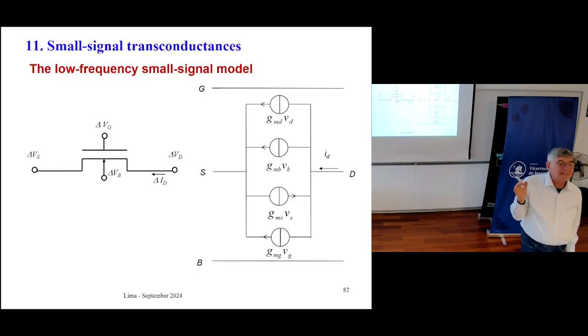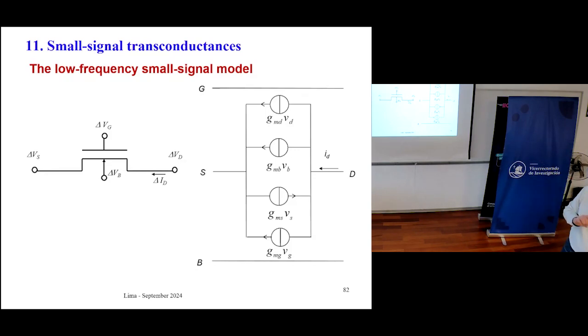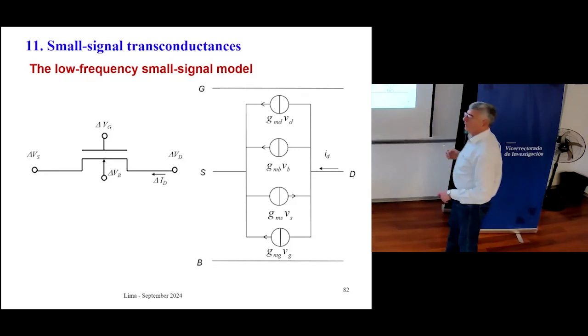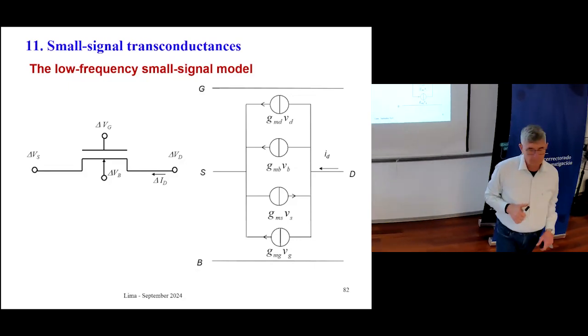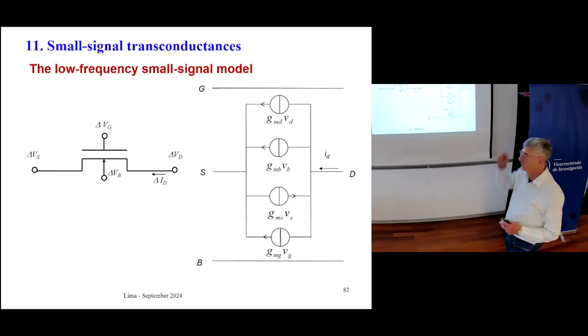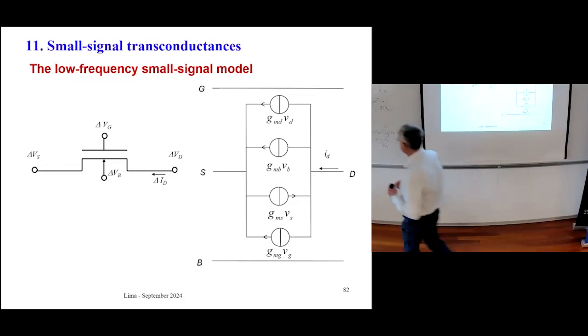because this is a variation model. It's not a DC model. This is a model for variation. Okay. I suppose that we have to read. Okay, so see you tomorrow.